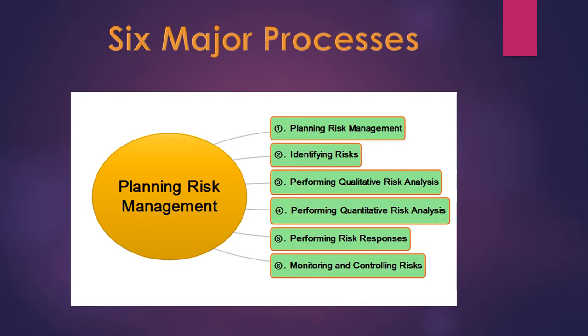Planning risk management involves deciding how to approach and plan the risk management activities for the given project. Identifying risks involves determining which risks are likely to affect a project and documenting the characteristics of each. Performing a qualitative risk analysis has to do with prioritizing risks based on their probability and impact of occurrence. Performing quantitative risk analysis involves numerically estimating the effects of risks on project objectives.